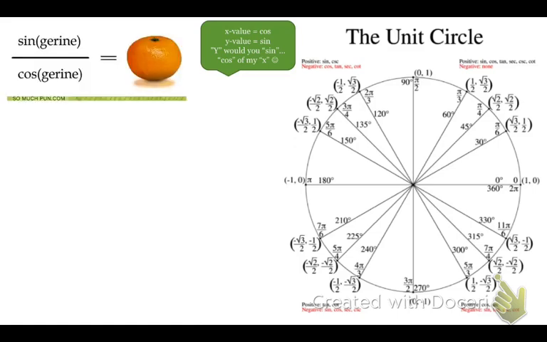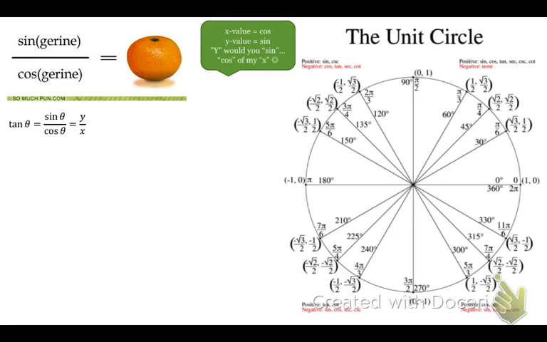We have discovered this. Here's just a stupid little pun because I'm being so punny lately. Sine gerene over cosine gerene is the same as tangerine, because sine over cosine equals tangent. If you've ever seen that, which I'm not sure why you would, I'm probably the only one that follows weird math things, but that's what that means.